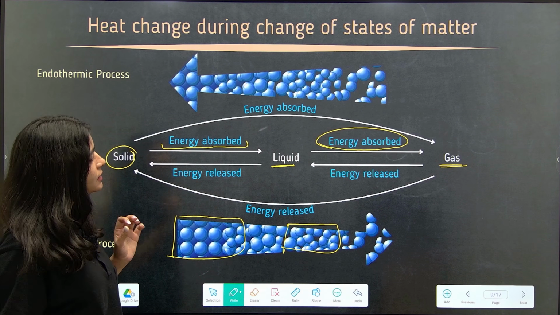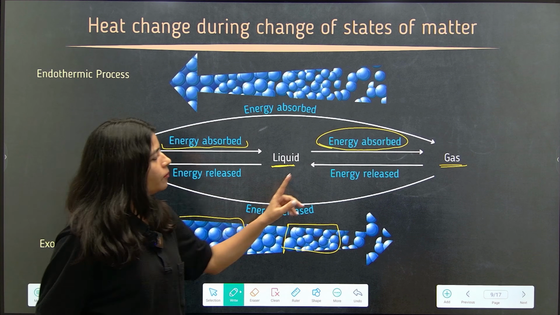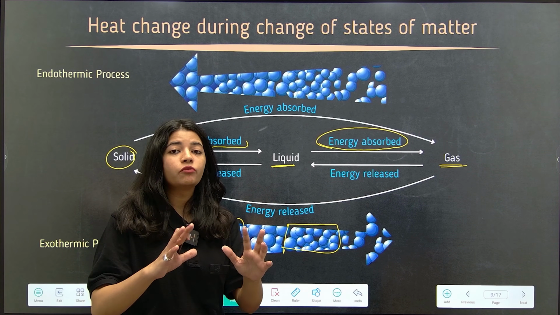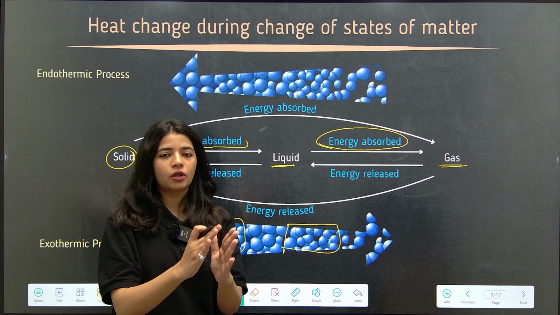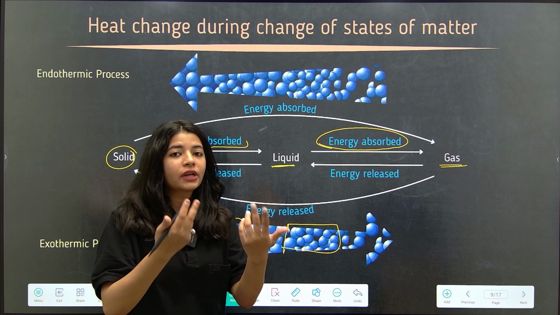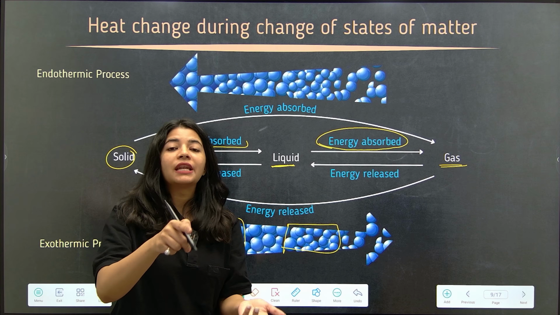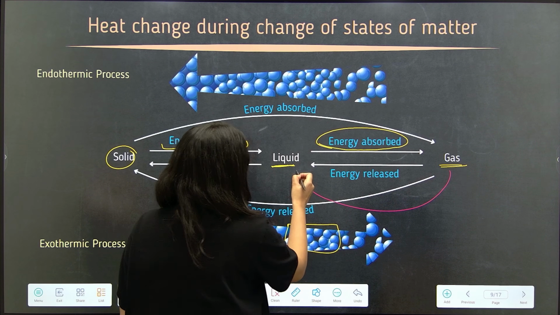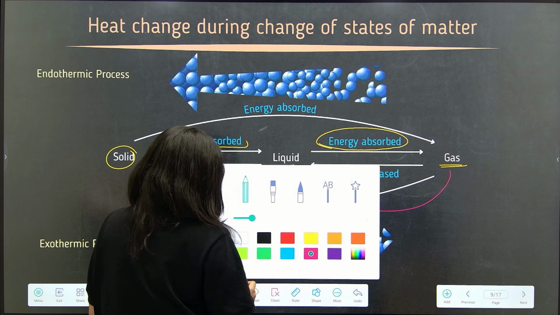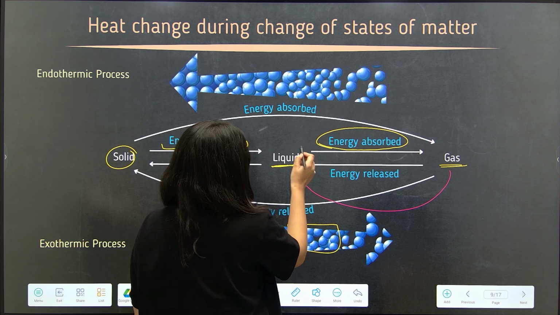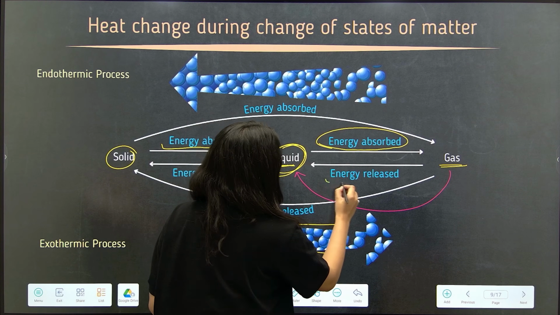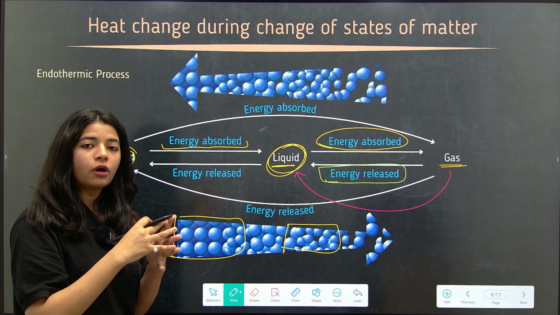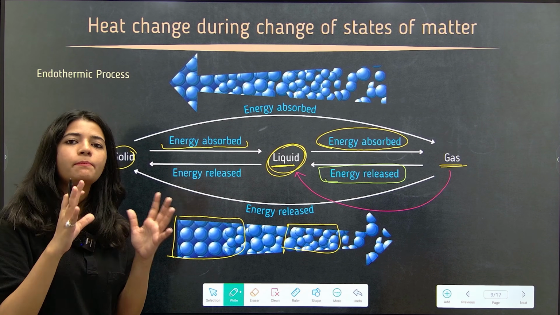Now let's understand the other way around. So the gas is converted into liquid. How do we do it? Now we want the particles to come closer to each other. So we do not give them energy. Rather, they release energy and they form bonds between them, and they get converted into liquid. They release energy when gas is converted into liquid. Why? Because the bonds are being formed between the particles.